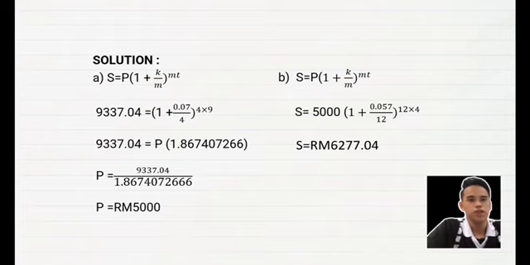For question B, we use the same formula as question A earlier. So S = 5,000(1 + 0.057/12) to the power of 12 multiplied by 4, and the answer for S is 6,277.04.